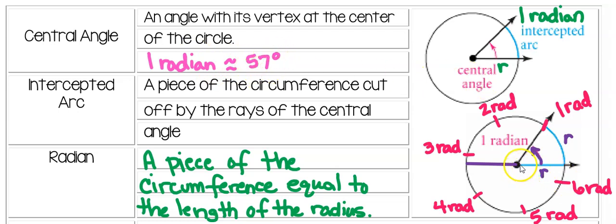Here I'm showing this is 1 radius. If I measure out another radius, that puts me at 2 radians, and another one puts me at 3. How many can I get around the circle? I can see 4, 5, 6, a little bit more than 6. Half of your circle is a little bit more than 3 radians. It's actually going to be pi, 3.14 radians. So all the way around the circle would be 2 pi.